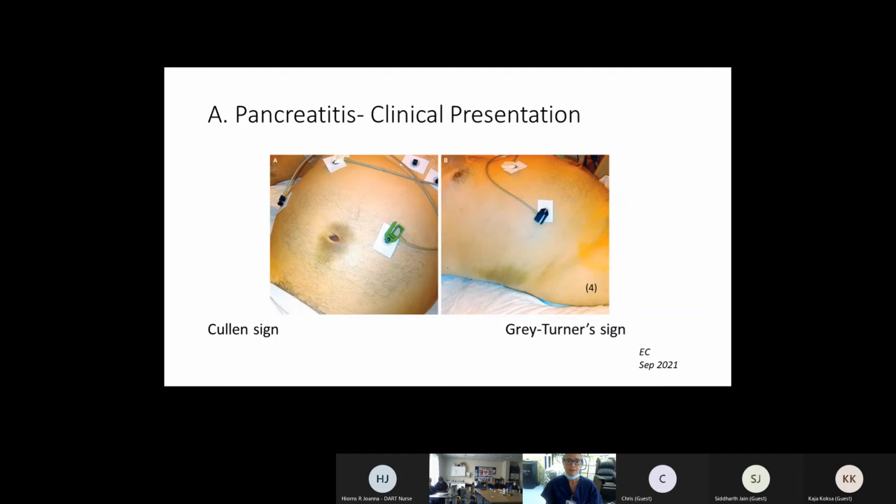These are the very typical signs of necrohemorrhagic pancreatitis, Cullen sign and Grey Turner sign. Don't expect to see these signs. They are rare and they will present only in very severe pancreatitis. And sometimes we can miss them because they look like the places where we inject the dalteparin subcutaneously.